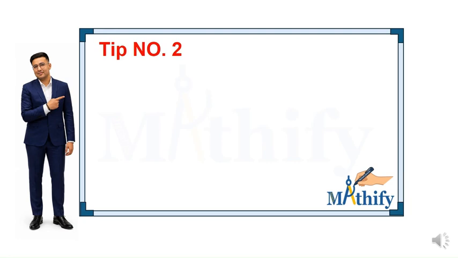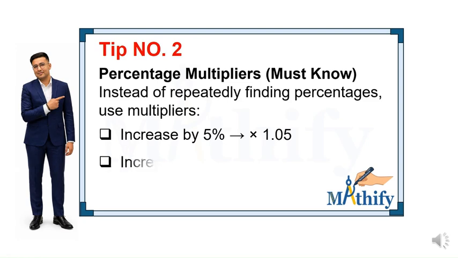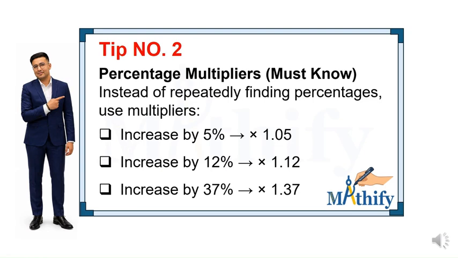Tip number 2. Percentage multipliers you have to know. Instead of constantly finding percentages, use multipliers. For example, increase by 5%: add 100% to 5%, that's 105%, divided by 100 is equal to 1.05, so times 1.05. Increase by 12%, multiply by 1.12. Increase by 37%, multiply by 1.37.